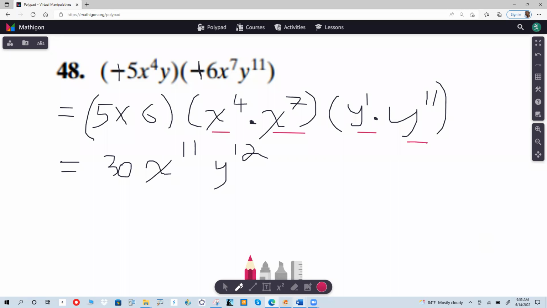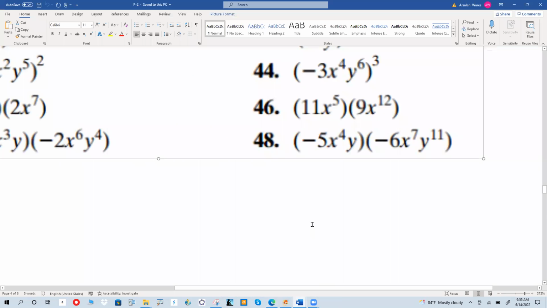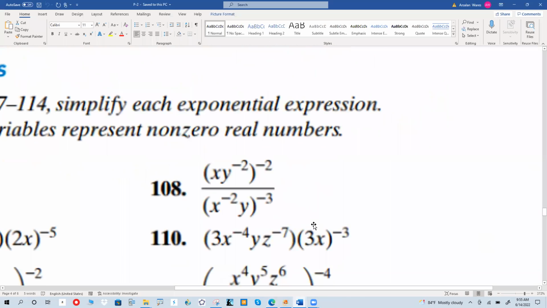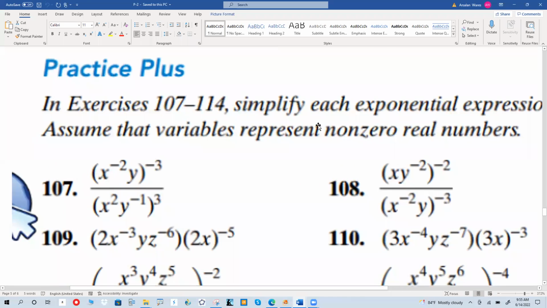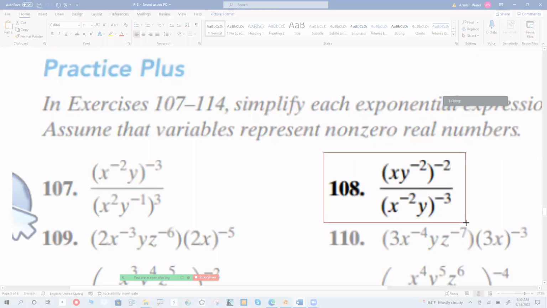All right, guys. A couple of harder ones. I'll do a so-called easier one. Well, actually, these are not that easy. They're as hard as they get in this section. Let me do 108, P2 again.